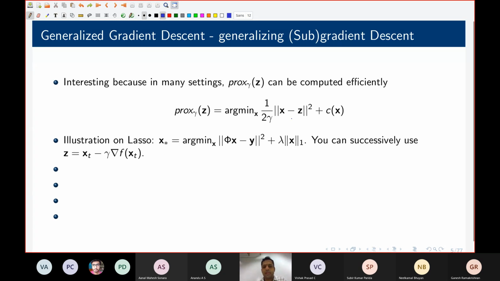So what we have done is, instead of Φx minus y, we have z minus x. That's it, right? So think of this Φ as an identity. So you can set this component z to xt minus gamma times the gradient of f at xt. So you just set this part.